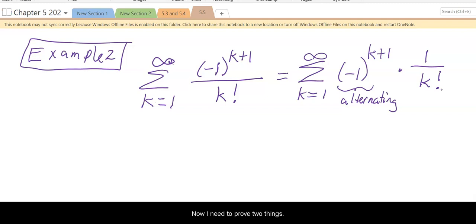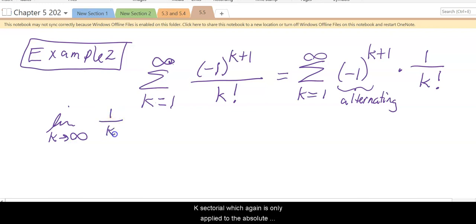Now I need to prove two things. One, that it is not increasing, and two, that the limit of the sequence goes to 0. The limit of the sequence is easier to prove, so let's attack that one first. The limit as k goes to infinity of 1 over k factorial, which again is only applied to the absolute value of the terms of the sequence, is clearly going to 0. That meets that condition.